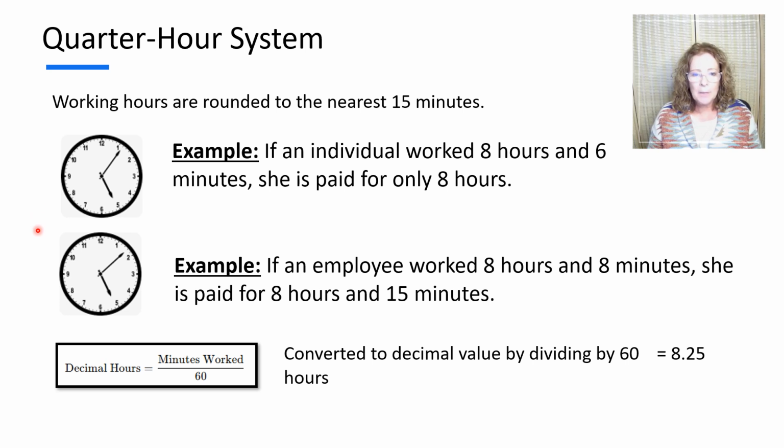On the other hand, if the employee stayed 2 minutes longer and worked 8 hours and 8 minutes, until 5 o'clock and 8 minutes, she would be paid for 8 hours and 15 minutes. 1 minute can be the difference between getting paid for 15 minutes or not. The payroll accountant then converts the fractional hours to decimals by dividing by 60. 15 minutes divided by 60 equals 0.25.